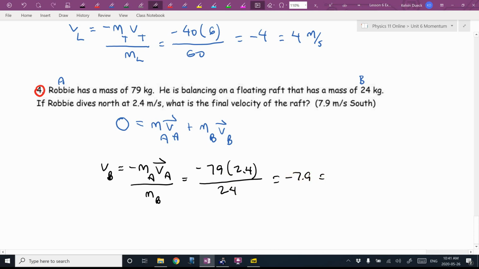Now, if I call north positive, then the negative is going to mean south. So it's going to be 7.9 meters per second south. And again, you can see Robbie dove forward at 2.4. The raft went backwards way faster. It went out from under his feet. He probably belly flopped.